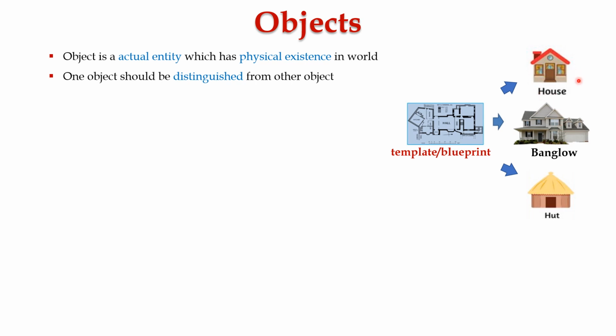Yes, this object is called as house, this object is called as bungalow, and this object is called as hut. Just as multiple homes can be constructed from the same blueprint, multiple objects can be instantiated from the same class, each with its own state but sharing the same behavior defined by the class.